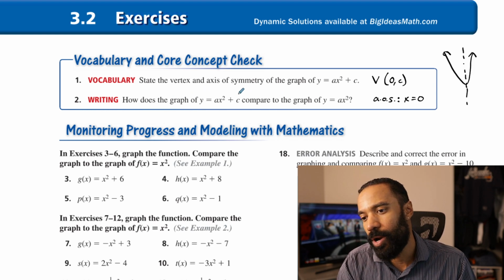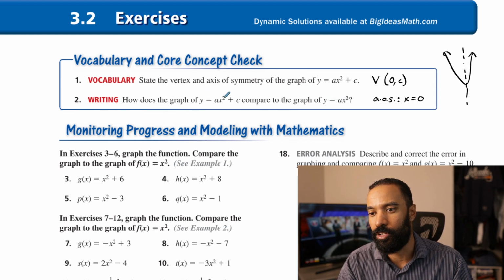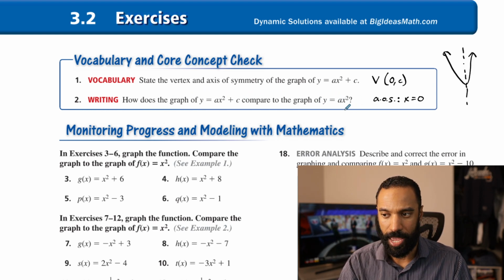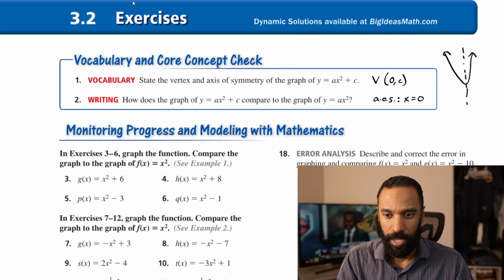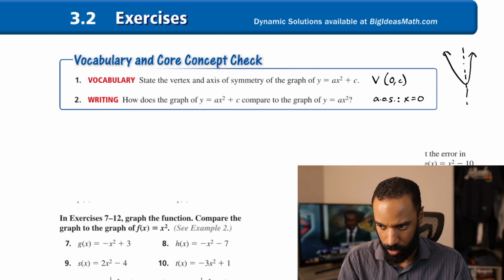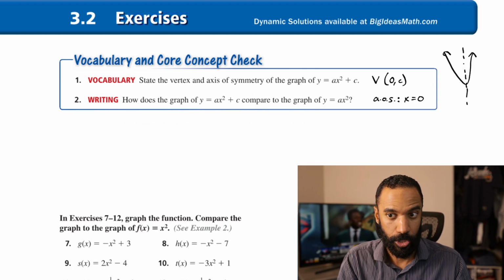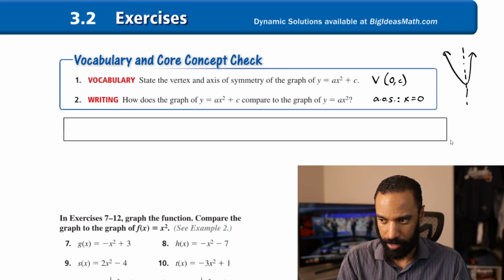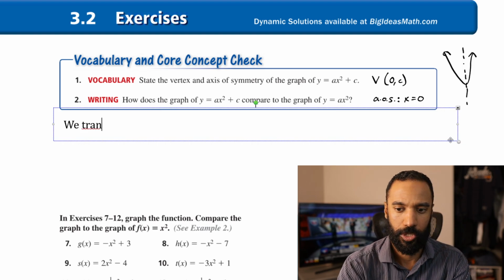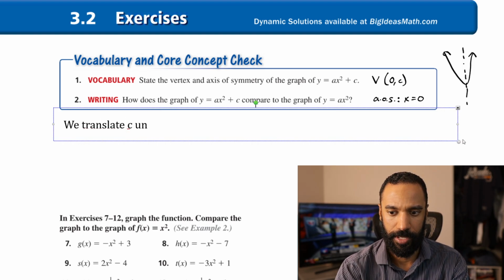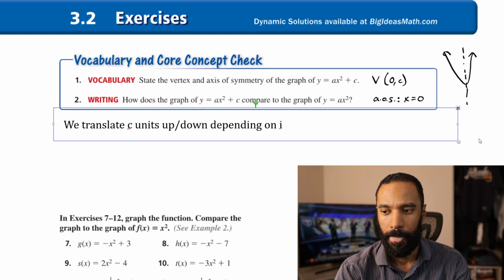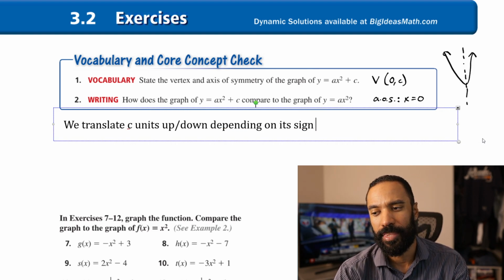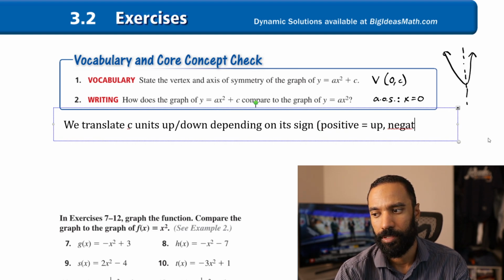Number 2: how does the graph of y equals ax squared plus c compare to the graph of y equals ax squared? I'll type this one out. It's translated c units up or down, depending on its sign. Positive equals up, negative equals down.